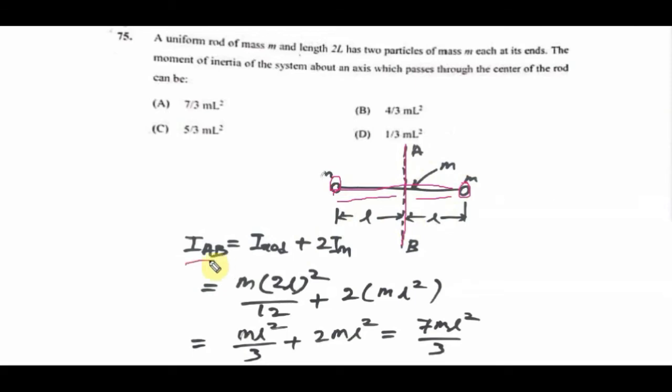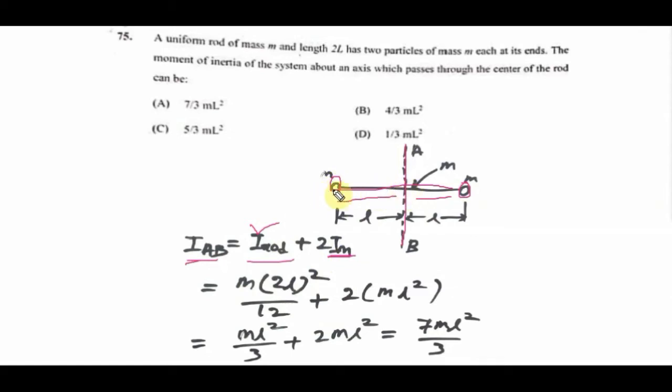So moment of inertia AB equal to the moment of the rod plus the moment of these two masses, that equal to 2 into Im. The moment of inertia of a rod is given by m into length square by 12. So here the length is 2L, so m into 2L square by 12 plus 2 into the moment of inertia of this mass about AB.